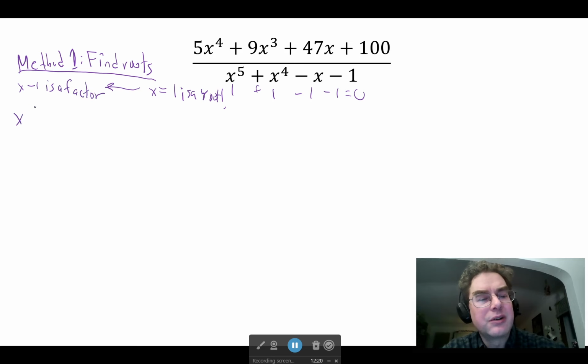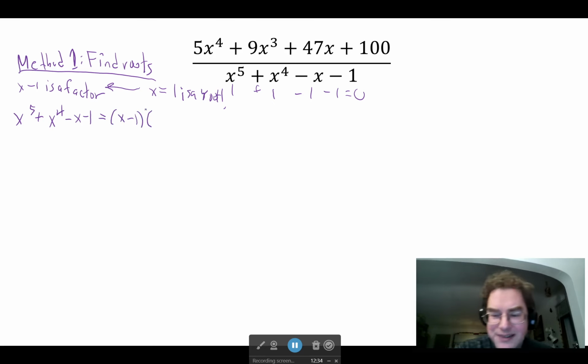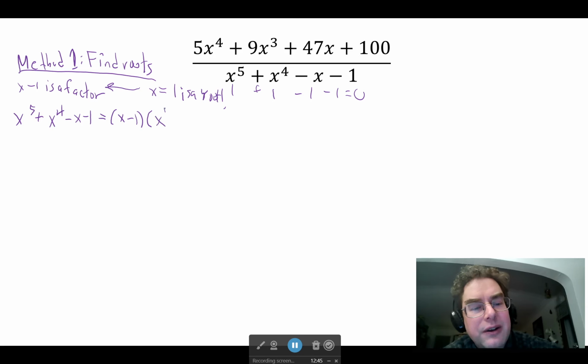Okay, so we know that x to the 5th plus x to the 4th minus x minus 1 is going to equal x minus 1 times something. Now, what's that something going to be? That's the real question. Well, we can figure this out, working at it step by step. We know it's going to be degree 4 because we need an x to the 4th here. That then gives us, when we multiply, an x to the 5th. That's great. And then we will also get from this a minus x to the 4th, but we don't want minus x to the 4th. We want plus x to the 4th.